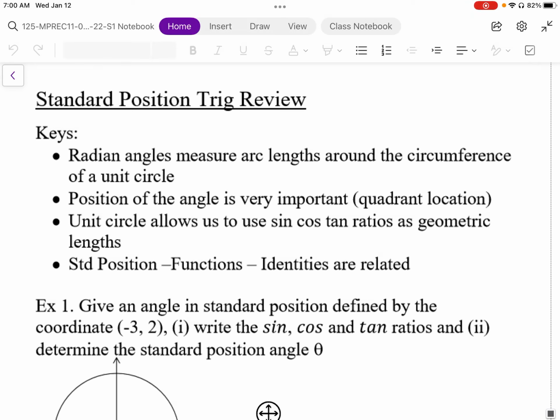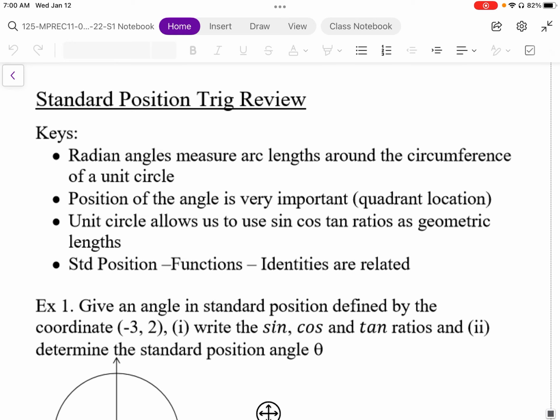When looking at standard position trig, there are some key ideas that we have to think about. First of all, the radian angles measure arc lengths around the circumference of a unit circle. So the radian is actually a more natural measurement of angle. It measures length. Position of an angle is very important, so where it's located is very important. It's called standard position for a reason. The position, or the location of the angle, is very important.